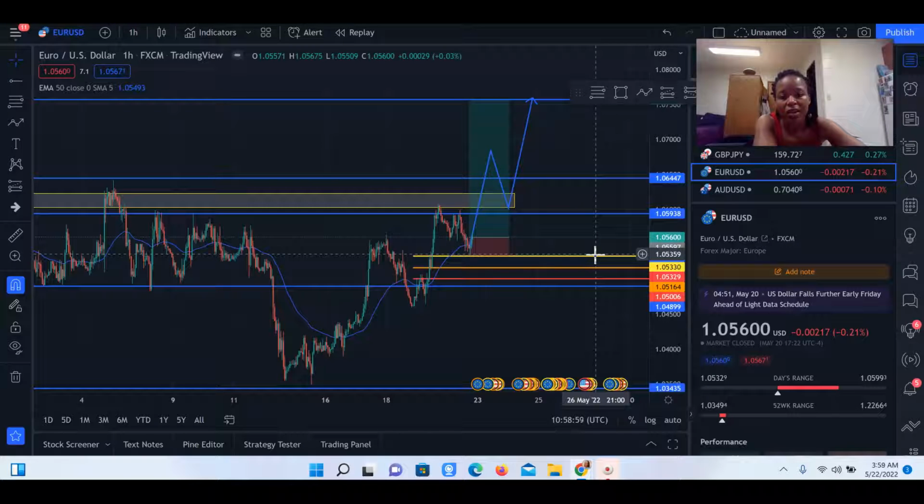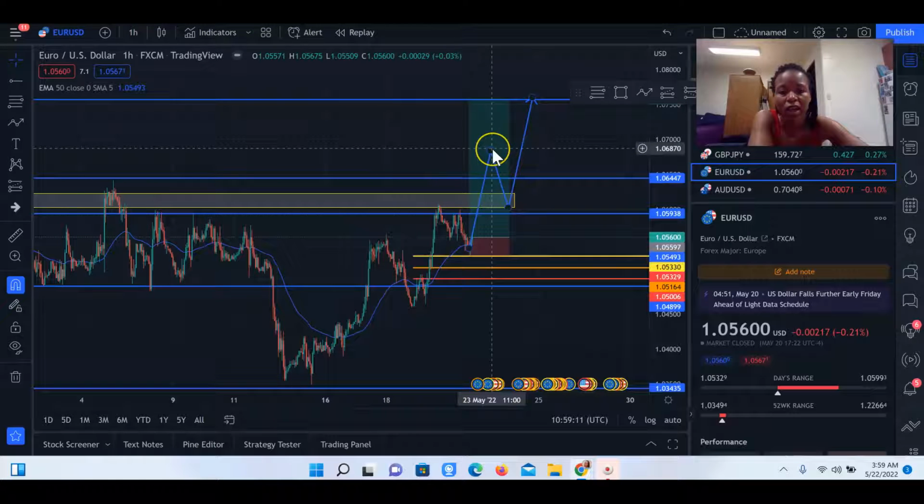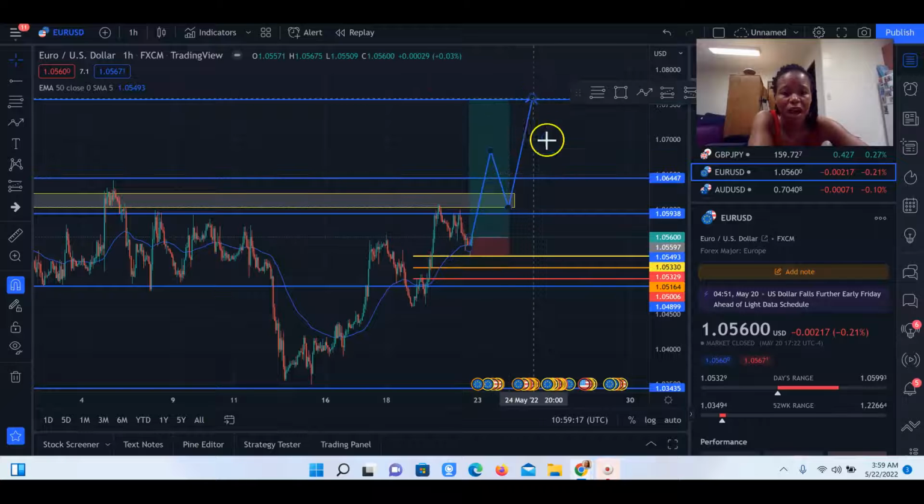So I'm already long because I already jumped the gun. I'm already long the euro dollar. So we're looking for the euro dollar to break this consolidation right here, push to the upside, come back down for the retest, and then continue higher.